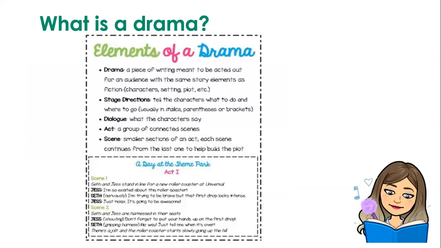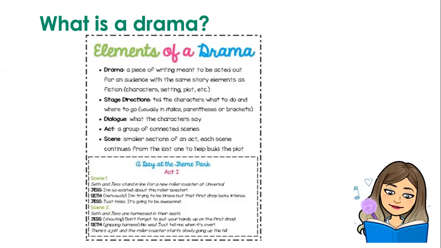Here's some more information. So this chart tells us that a drama is a piece of writing that's meant to be acted out for audiences, like we just talked about. We see the same story elements as we do in fiction stories. When we read a drama, we will see stage directions. Stage directions tell the characters what to do and where to go. Usually it's written in italics, which is that slanted font that you see sometimes when you're typing on your computer or maybe when you're reading a story. Also, it can be in parentheses or brackets.